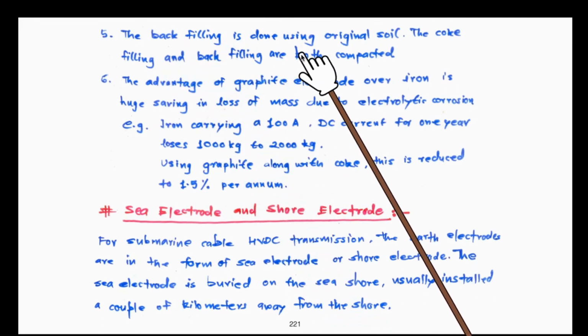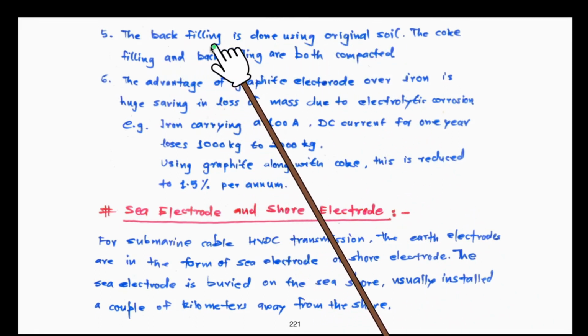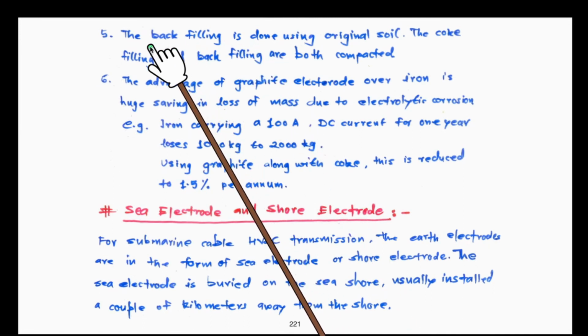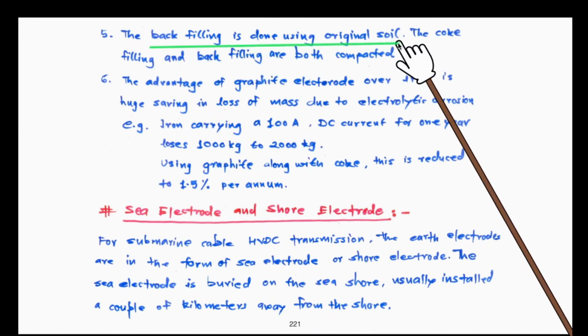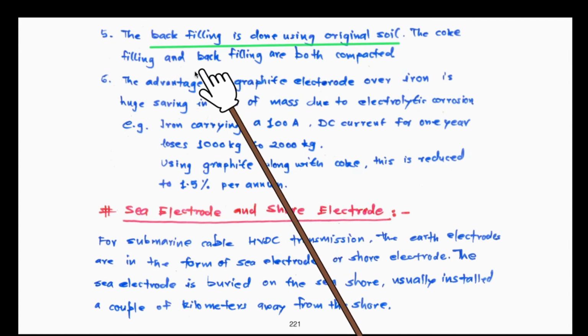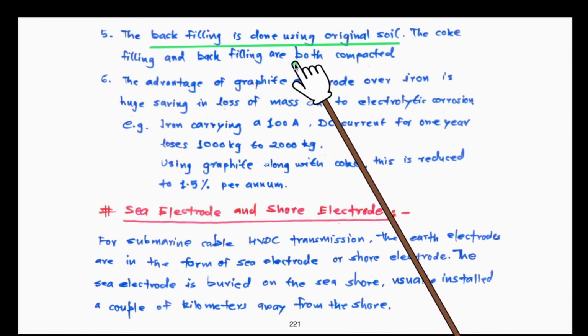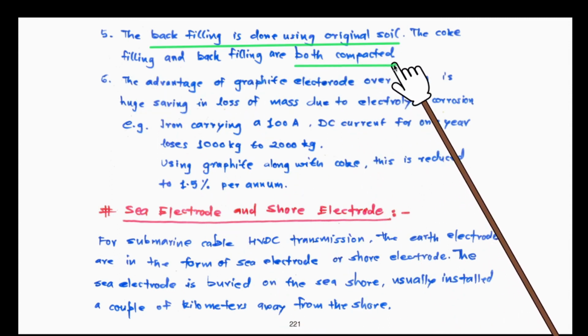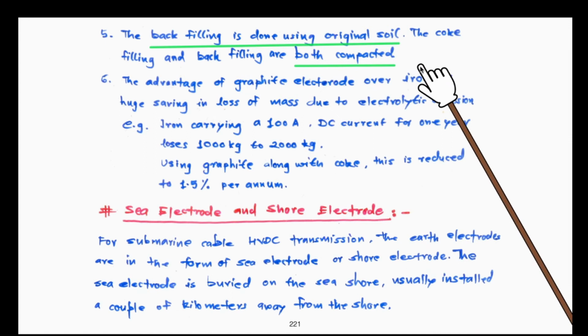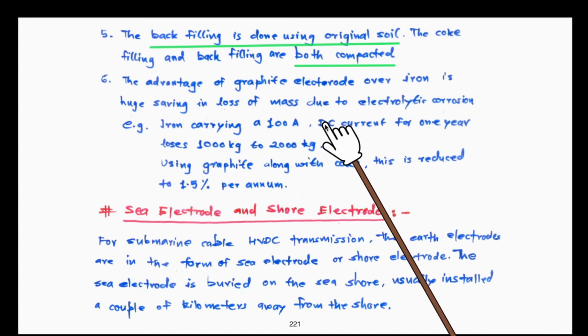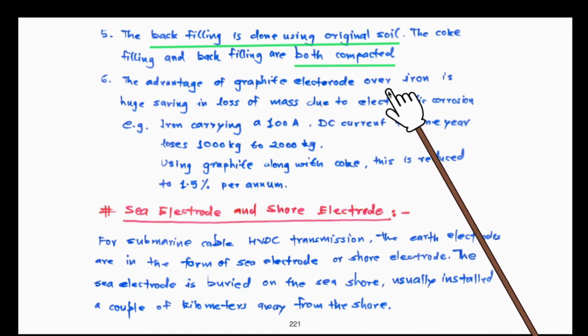The backfilling is done using the original soil. This is very, very important. The backfilling is done using the original soil because soil property matters. And coke filling as well as backfilling both are compacted. Compacted means they are pressed properly through some sort of a roller or something like that in order to have a better contact between the electrode and the earth surface, or the earth crust, right?